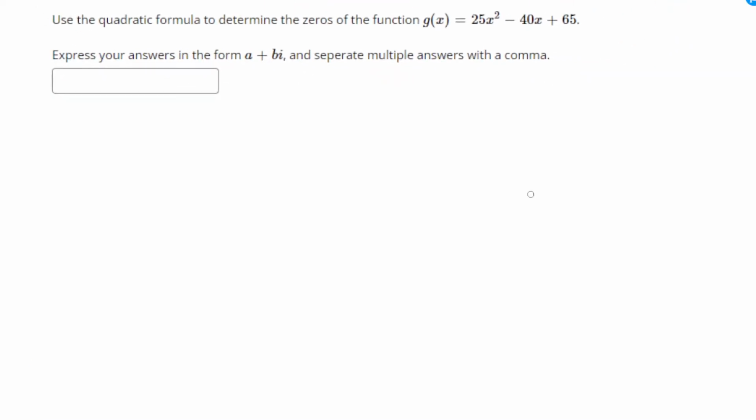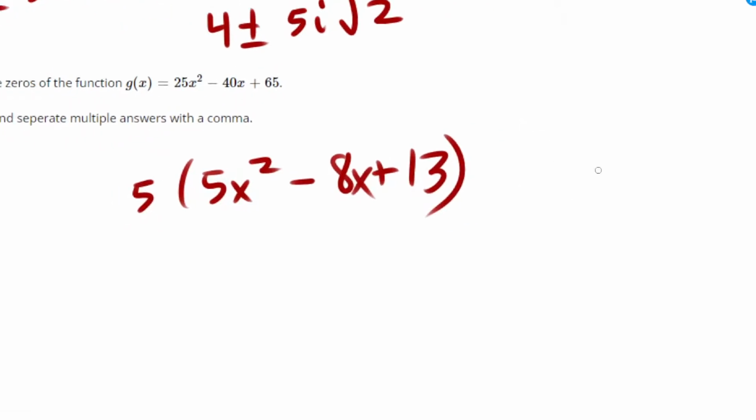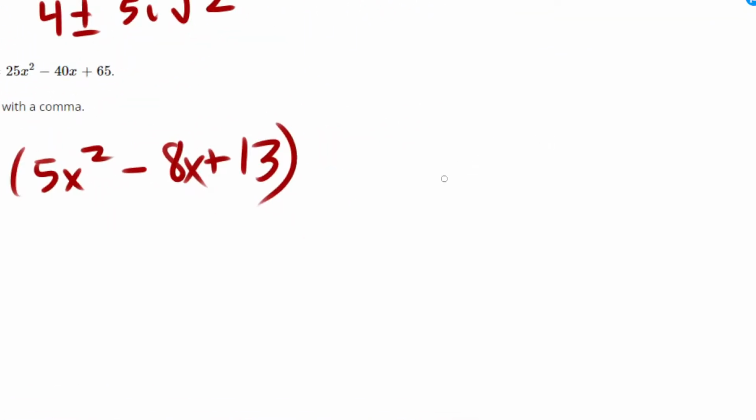Use the quadratic formula to determine the zeros of the function 25x squared minus 40x plus 65. So when we're using the quadratic formula, there are a few things that we can do. We can take out a greatest common factor. So this has 5 in common. So we'll do 5, which leaves us with 5x squared minus 8x plus 13.